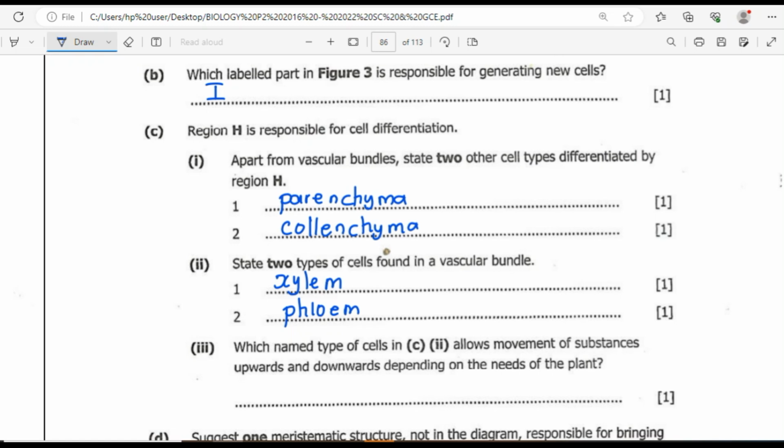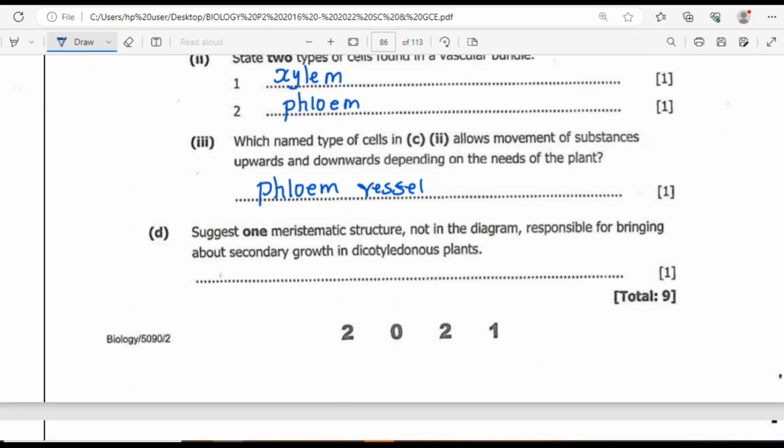Which named type of cell in C2 allows movement of substances upward and downward depending on the needs of the plant? So it's the phloem. Phloem can transport the food substances upward or downward, depending on where the food is needed. Then D suggests one meristematic structure not in the diagram responsible for bringing about secondary growth in dicotyledonous plants. So this is the cambium.